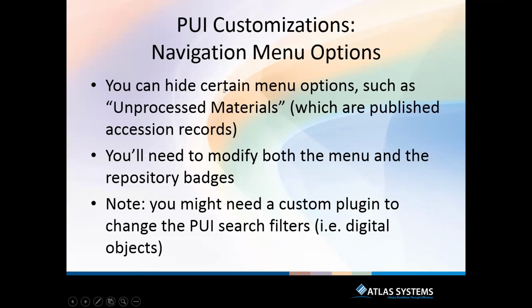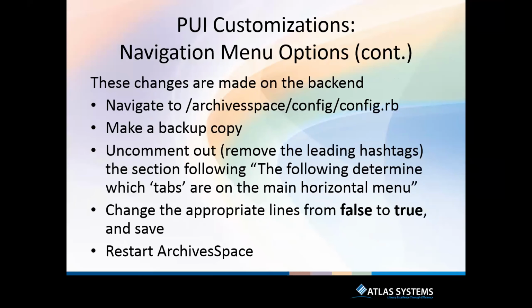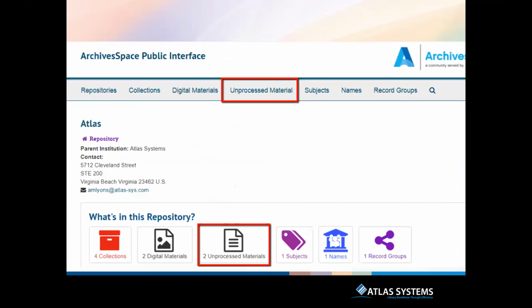So first thing to know is that you can hide some of the menu options that are available on the PUI. So for example, if I don't want unprocessed material available here because I'm not actually publishing my accession records, I can change a file on the back end to hide that. I have to do it in two places. I have to do it on the menu, and I also have to do it on the repository record. This is called a badge. So if I don't want my accessions showing up, then that's what I need to do.